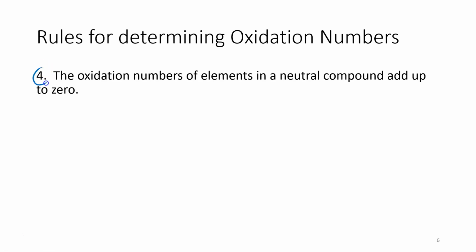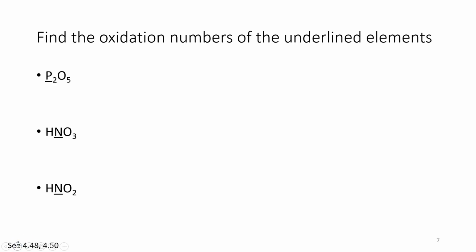And then the final rule is that the oxidation numbers of elements in a neutral compound have to add up to 0. So let's see if we can do some examples. They want us to find the oxidation numbers of the underlined elements. Let's do this first one, diphosphorus pentoxide. So they want us to find the oxidation number of phosphorus. So 2 times phosphorus plus 5 times the oxygen, those oxidation numbers have to add up to 0.